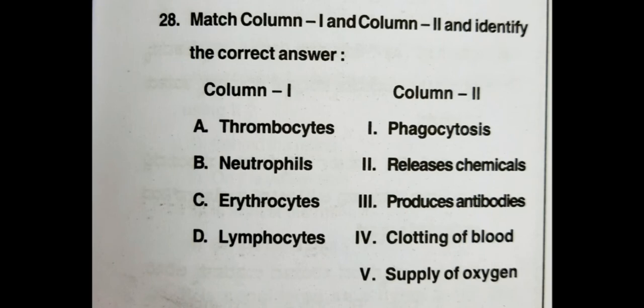For 28th, when you want to match column 1 with column 2, you want to know their functions. These are the blood cells and what are their functions. Thrombocytes help in clotting of blood. Neutrophils are called phagocytosis. Erythrocytes help in supply of oxygen. Lymphocytes produce antibodies. So fourth option is the right answer.